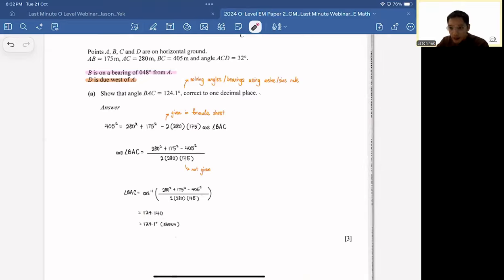Yes, Natasha, it's always 90 degrees. Your compass always works that way. That one you can always 100% confirm. It's always 90 degrees.